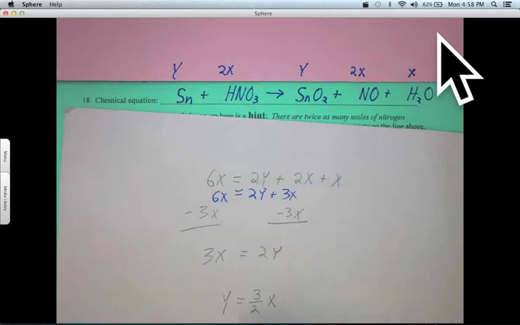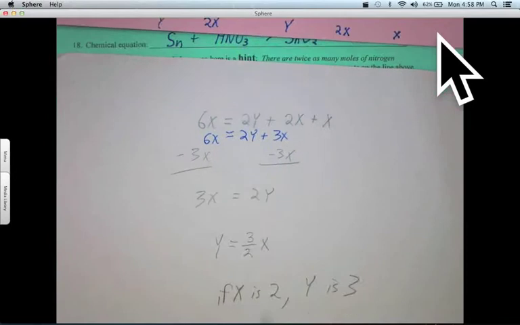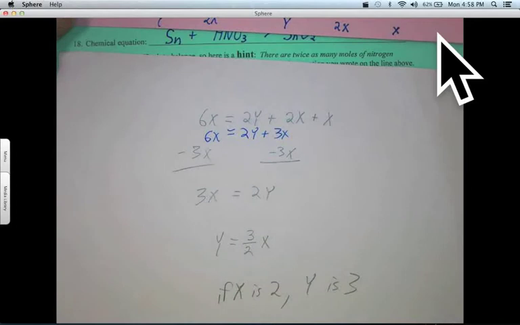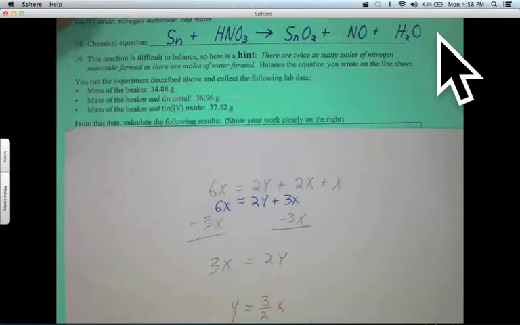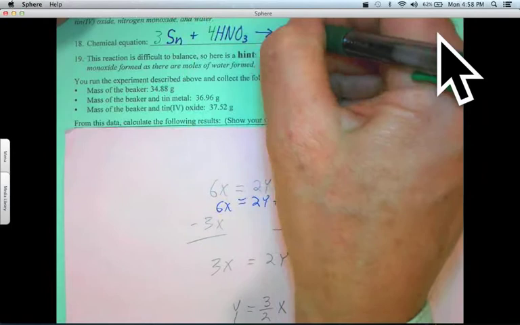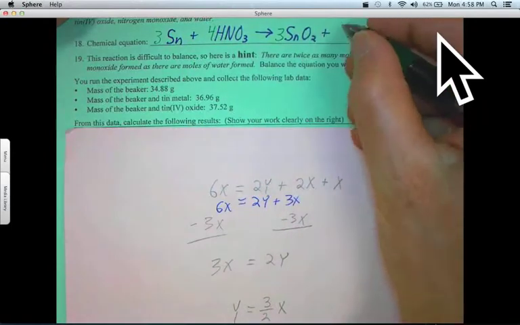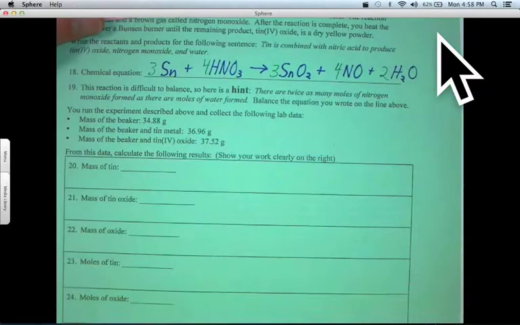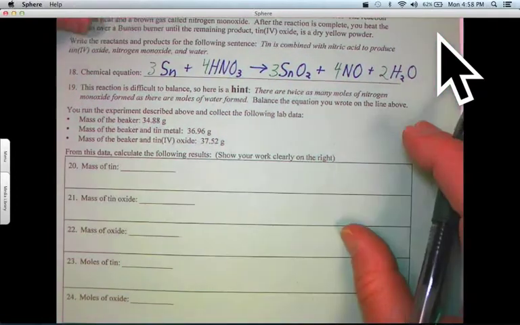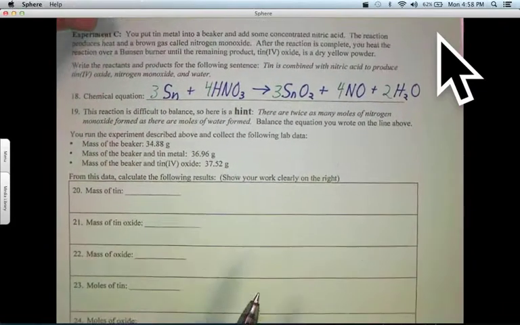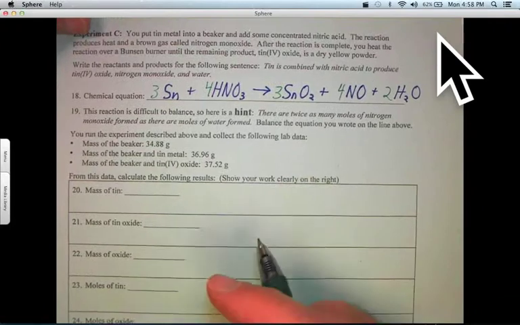In other words, if x is 2, then y is 3. And so that allows us to fill in the coefficients. Let me do that in a different color. That would mean 3, 4, this is 3, 2x, that would be 4, and x, that would be 2. And if you check the balancing, it actually works. So a cute algebraic way of balancing. There are many other ways to balance, but that's a nice result.